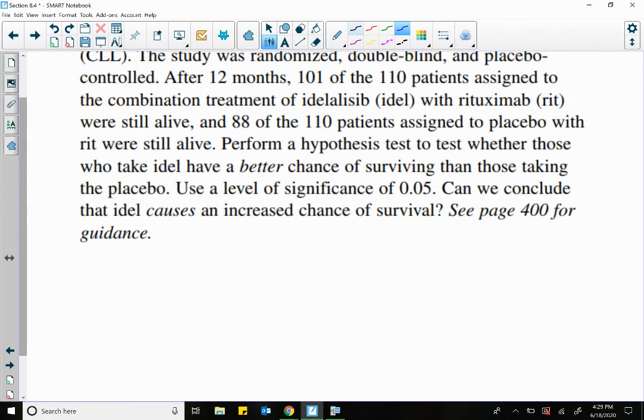So, first things first, let's figure out who we want to be P1 and P2. Because there's not any cues established with this, I'm going to let my treatment be P1. So this is going to be the population with the treatment, with IDEL. I'm going to let P2 be the placebo. So I'm writing this down because I think it's important so I can keep referring back to that, so it helps me.